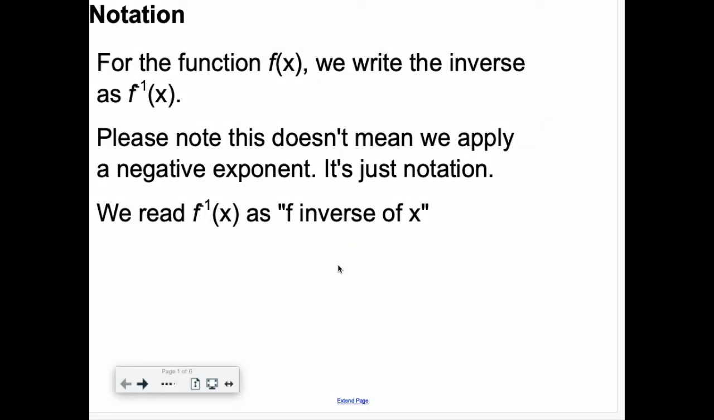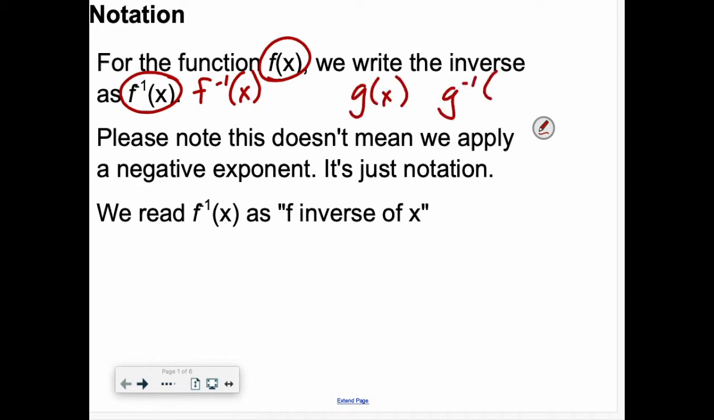Let's go over some notation first. So if we start with the function f of x, we write the inverse of it as, it's a bit difficult to see, but this is f with a little exponent of -1 of x. Same thing if we had g of x, the inverse would be g with a little exponent of -1 of x. This doesn't mean we apply a negative exponent. We know that if I had, for instance, 8 to the negative first power, that equals 1 over 8. That's not what's happening here. It's just notation. And we read it out loud and pronounce it as f inverse of x.